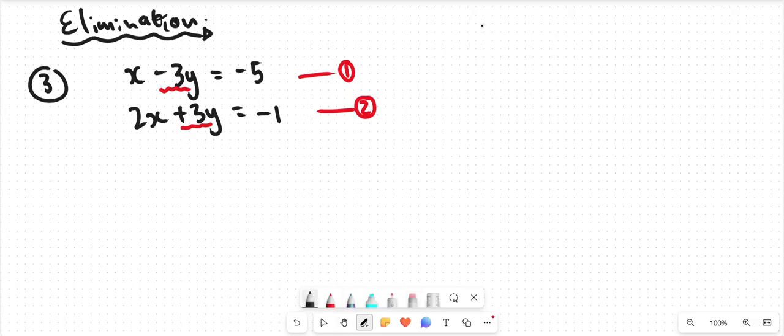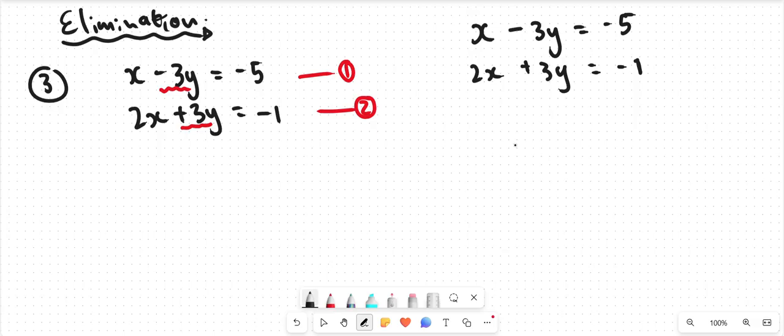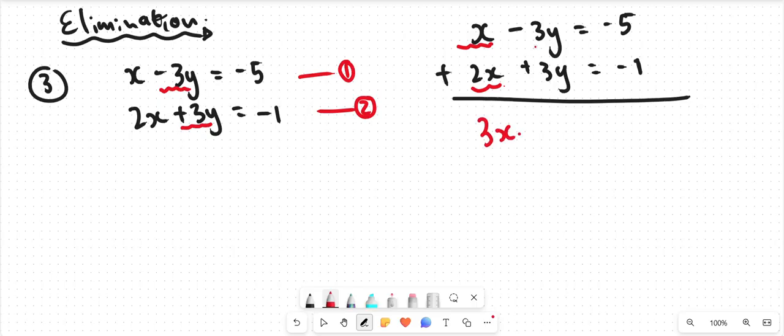So what I'm going to do is just rewrite them here nicely underneath each other. So there's equation 1, and the x underneath the x, the y underneath the y, and the constant underneath the constant. And what am I doing to these two equations? I'm adding. So a 1 plus a 2 would give me a 3x. Negative 3 plus a positive 3 would give me a 0. We've already established that. Negative 5 plus that would give me a negative 6. So now my y is gone. I could just easily solve this equation.